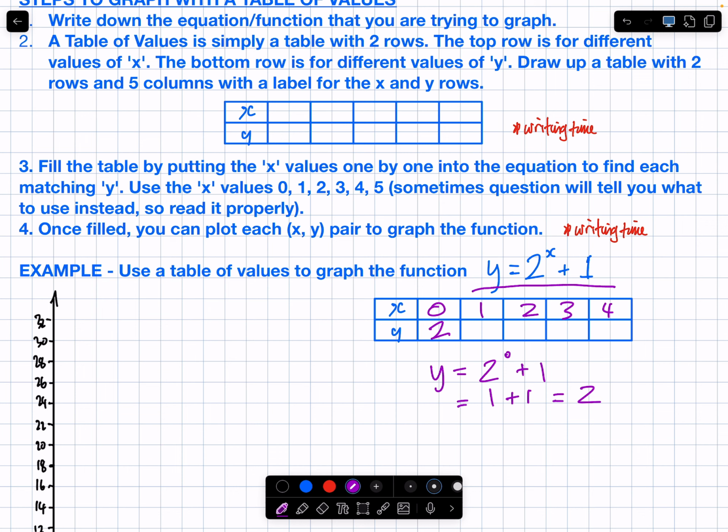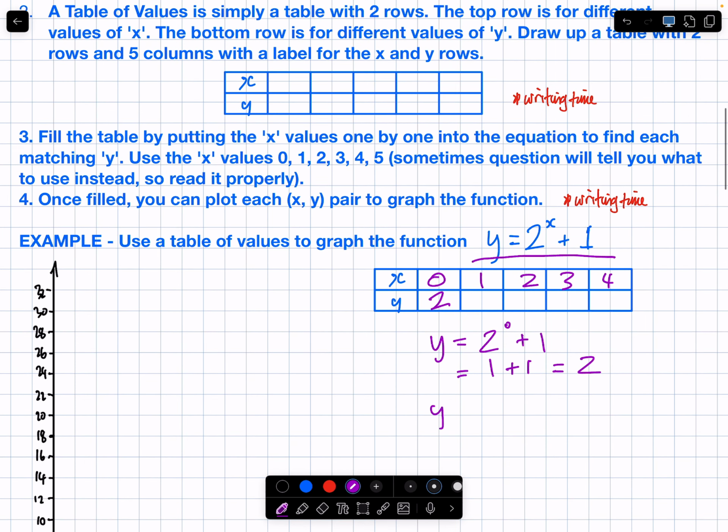What working out would I write to work out what y is going to go here? What's x going to be this time? It was 0 before. What's x going to be now? 1. It's 2 to the power of 1 plus 1. 2 to the power of 1. Anything to the power of 1 is itself. So 2 plus 1, 3. So under 1 is going to be 3.